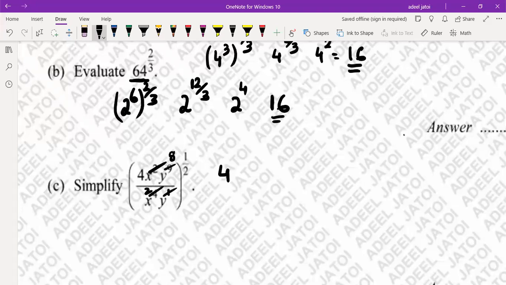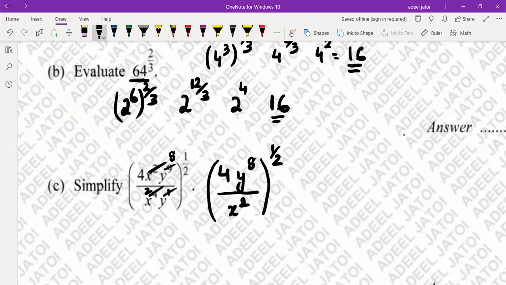We have still not solved the power over the bracket. So that means this should be 4, y to the power 8 is left in the numerator, whereas x squared is left in the denominator. 1 upon 2 is left outside the bracket. We solve it further.